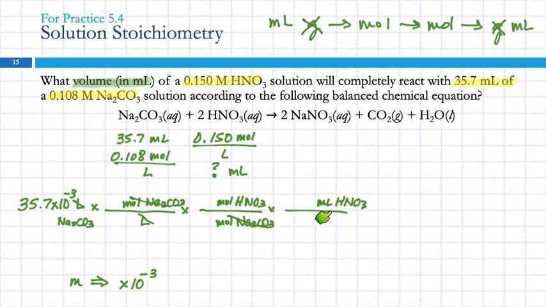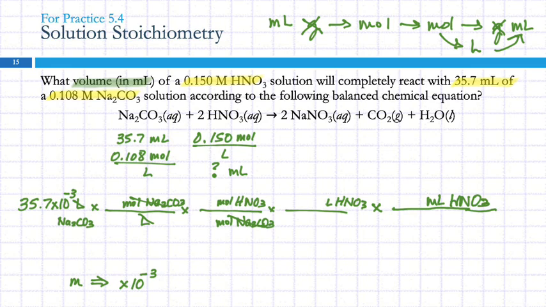And now I've got those pesky milliliters again. So what we really need to do is add another step. We're going to go from moles to liters to milliliters. So I'm going to make that liters, and then I'm going to convert to milliliters of HNO3.